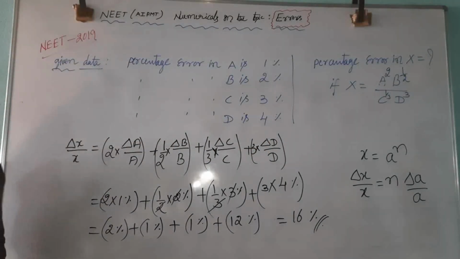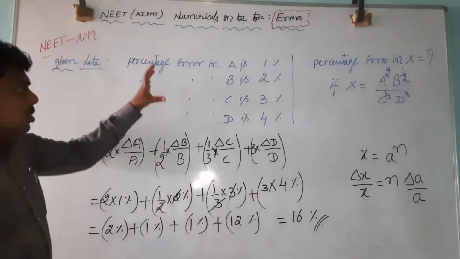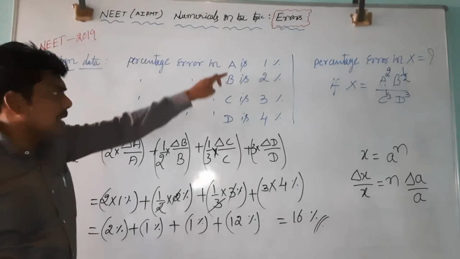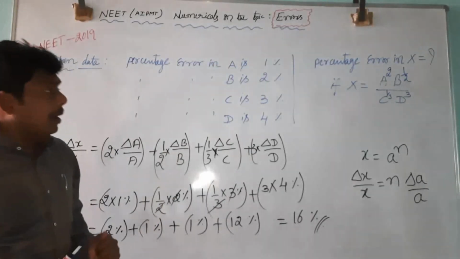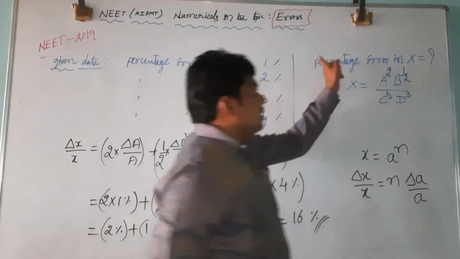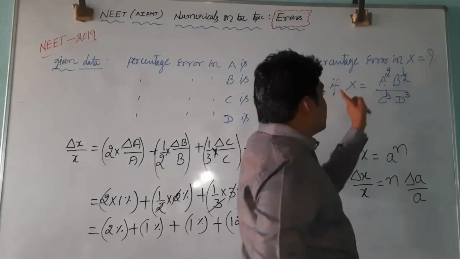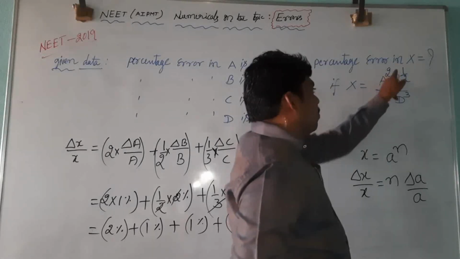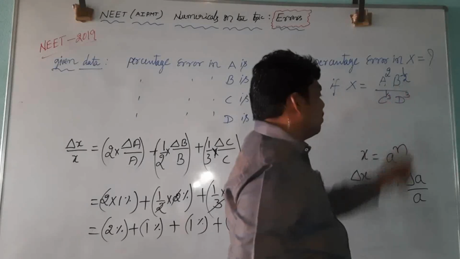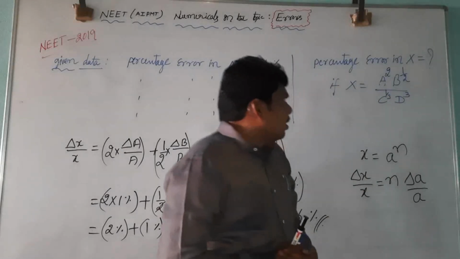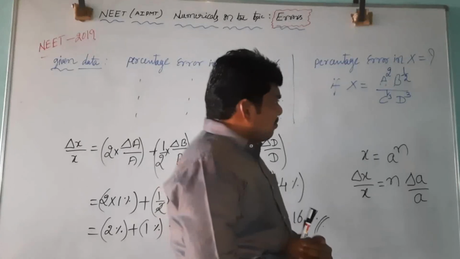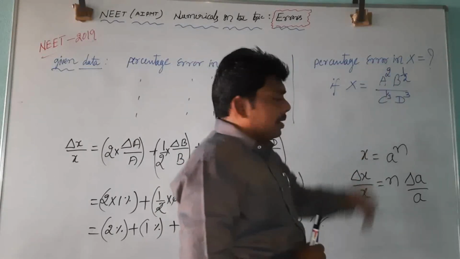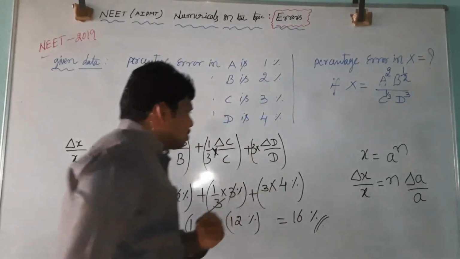Now once again recollect this one. In the question they have given the percentage errors of the different physical quantities A, B, C, D in this way. Now what you have to calculate? Percentage error in x. How is x related with A, B, C, D? They have given A to the power 2, B to the power 1 by 2, C to the power 1 by 3, D to the power 3. If you observe this one, here a combination of physical quantities in terms of product, ratio and power is there. Now here we have to use the two formulas.